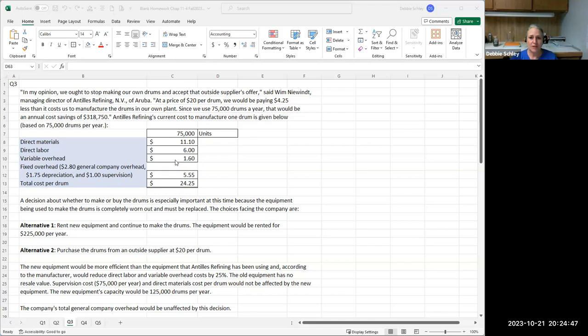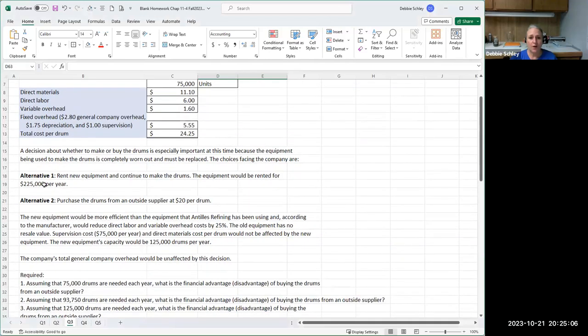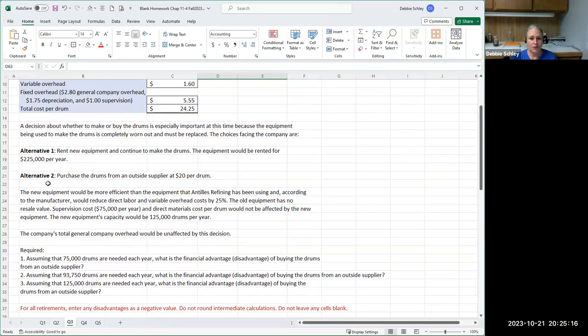Antilles Refining's current cost to manufacture one drum is given below, and this is based on 75,000 drums per year. So they give us all of this information. A decision about whether to make or buy the drums is especially important at this time because the equipment being used to make the drums is completely worn out and must be replaced. And so the company is facing the following choices. Alternative 1, rent new equipment and continue to make the drums. The equipment would be rented for $225,000 per year. Alternative 2, purchase the drums from an outside supplier at $20 per drum.